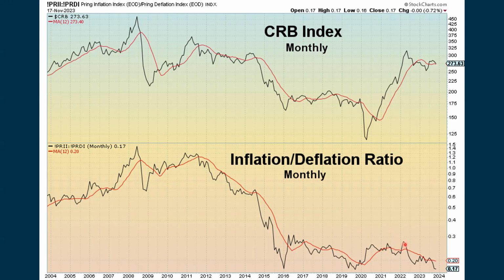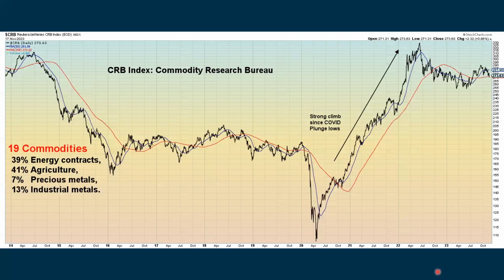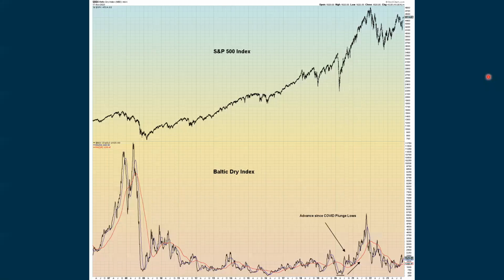And this ratio is continuing to go down when we compare inflation to deflation. Not necessarily a concern right now. This has been going down for a while. It's when this really starts to go down that we get more concerned. We look at the CRB index by itself, where it is in an uptrend, but it has been pulling back as we're seeing a bounce in the stock market. Then we look at the Baltic Dry Index.